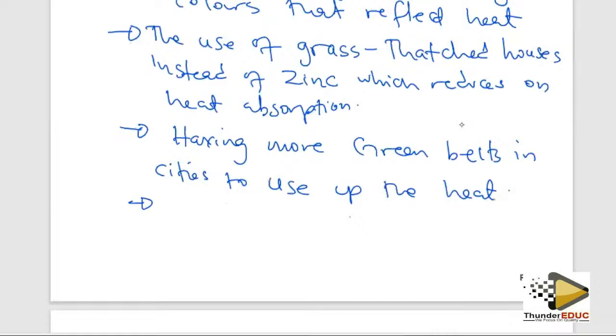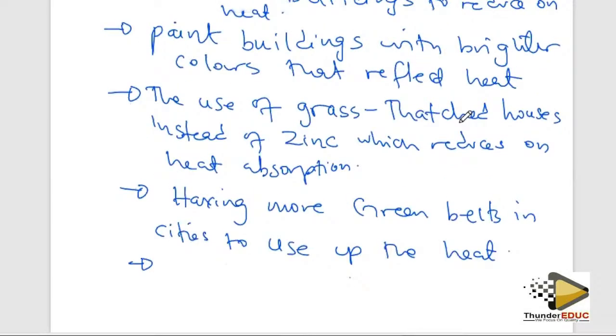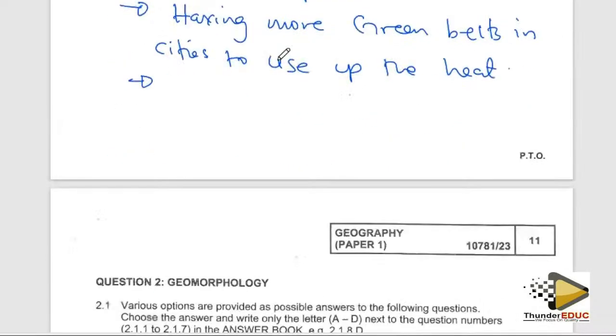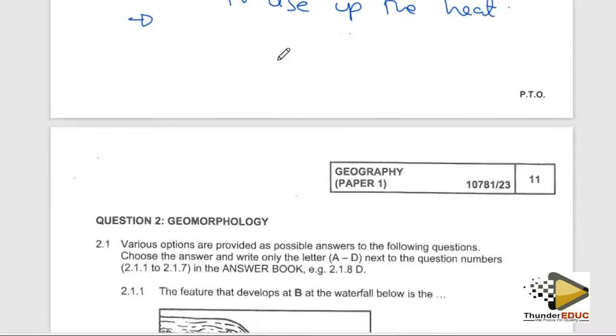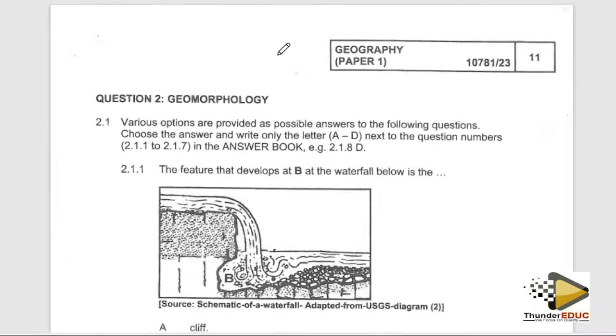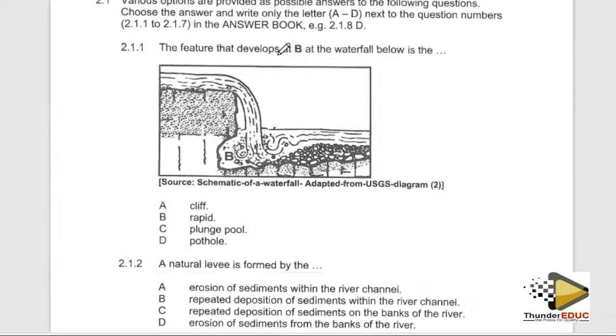Okay, yeah, I think for now we can stick to those 4. Okay, so next is geomorphology. Question 2.1 says, various options are provided as possible answers to the following questions. Choose the answer and write only the letter A to D next to the question numbers.